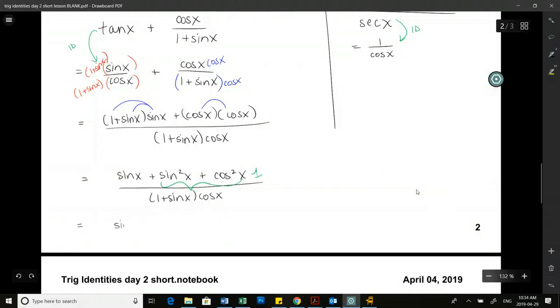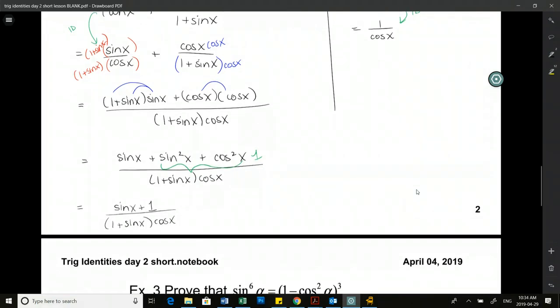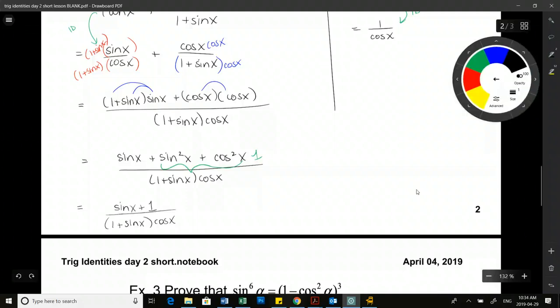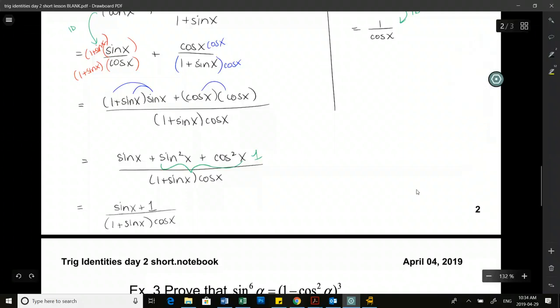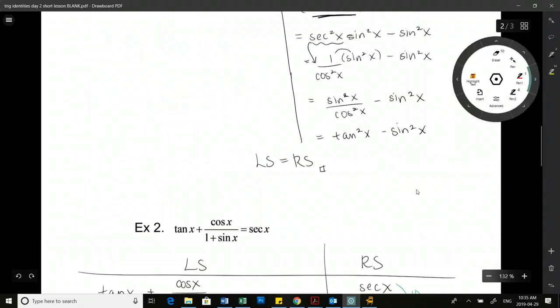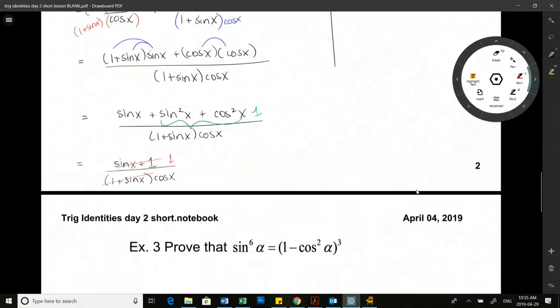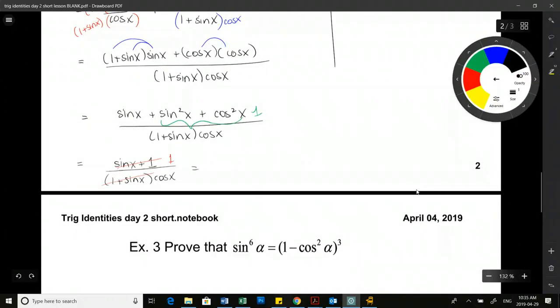So here we go. We've got sine x plus 1 now over 1 plus sine x times cos x. Thoughts from here? Yeah. So do you guys agree that 1 plus sine x is the same thing as sine x plus 1? Is 3 plus 1 the same thing as 1 plus 3? Yeah, it is. So we can cancel those out. What's left on top? A 1 is left on top. Good. So now we have 1 over cos x. And we have left side equals right side.